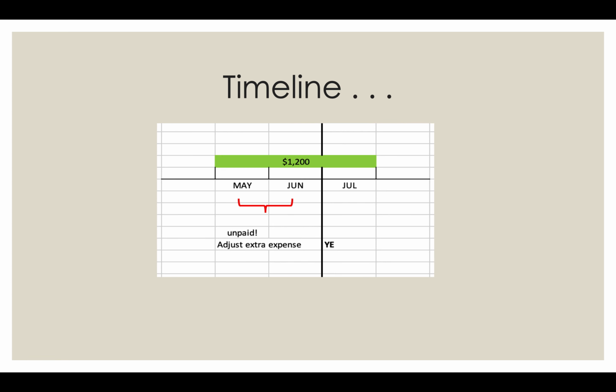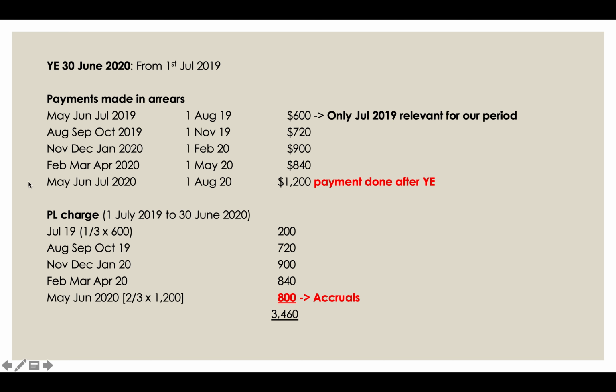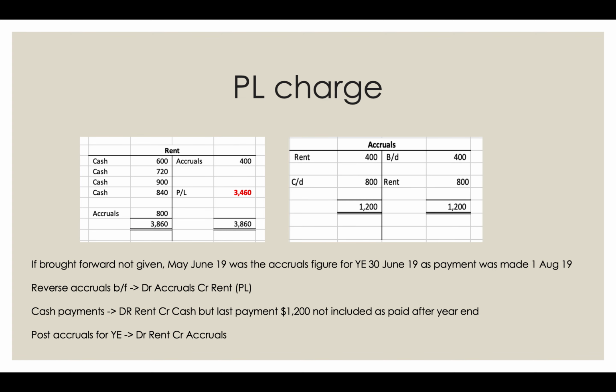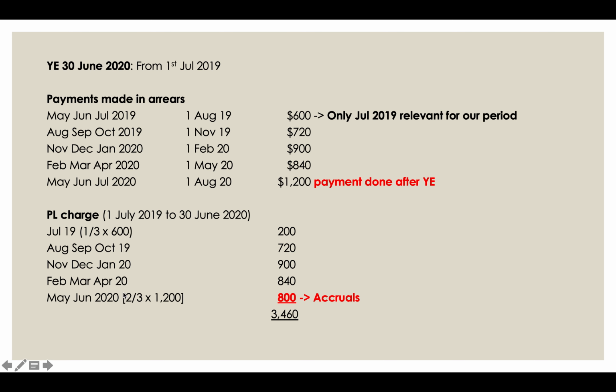You can illustrate this by using the timeline. I will focus on the last payment, which was for May, June, and July. This one. And it was worth 1200. There's a cutoff period, the year end 30th June, and therefore what we need to accrue in the accounts are just May and June, hence 2/3 of 1200. Anything which is after is not relevant to us. This illustrates that working.